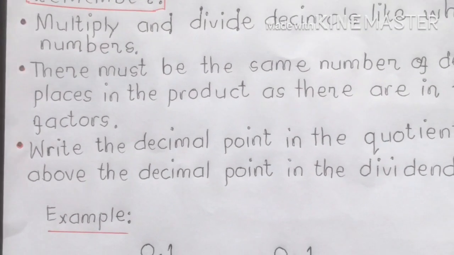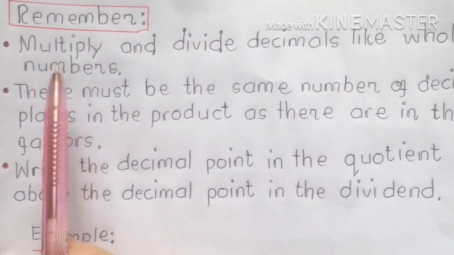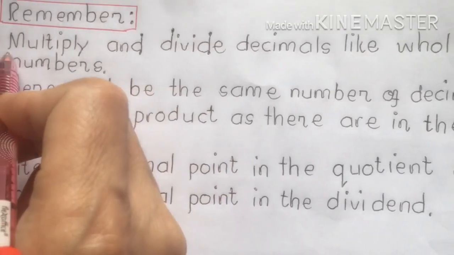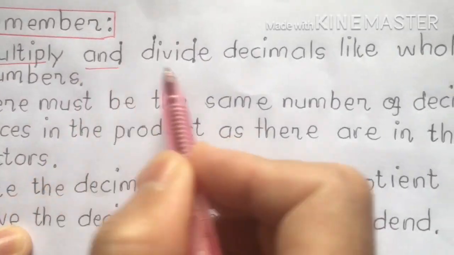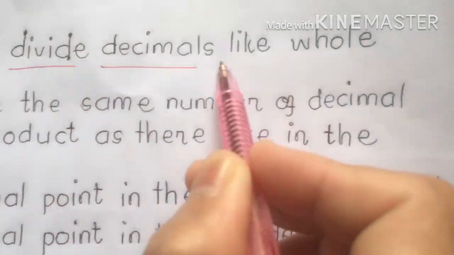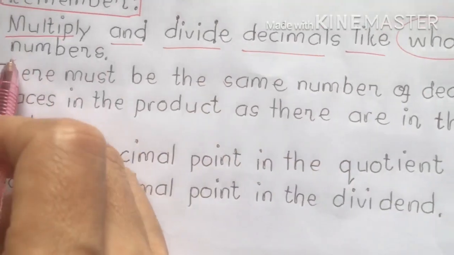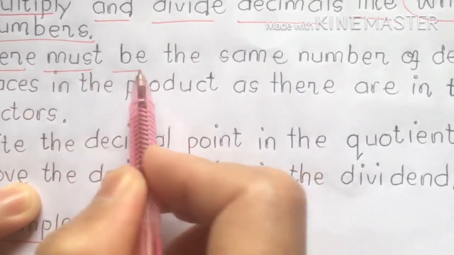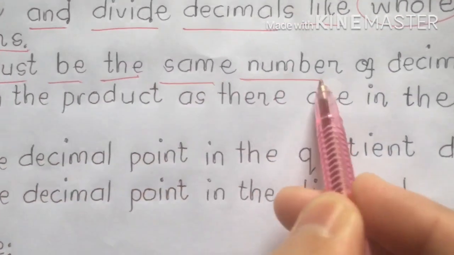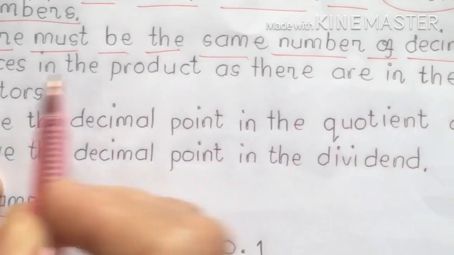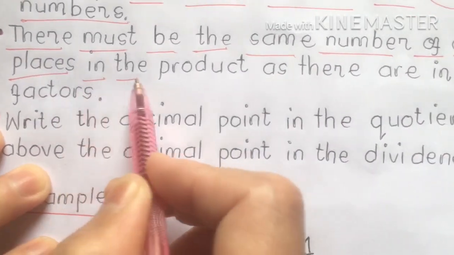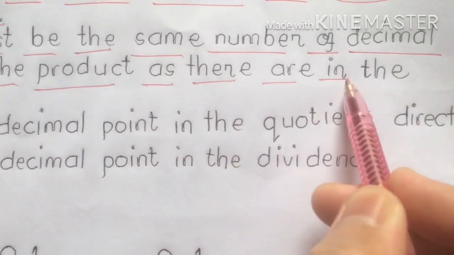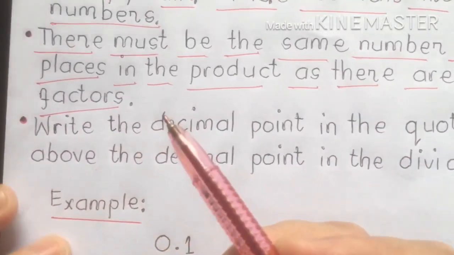Here are the following guidelines for you, my dear viewers. Remember that in multiplying and dividing decimals, first multiply and divide decimals like whole numbers. There must be the same number of decimal places in the product as there are in the factors.